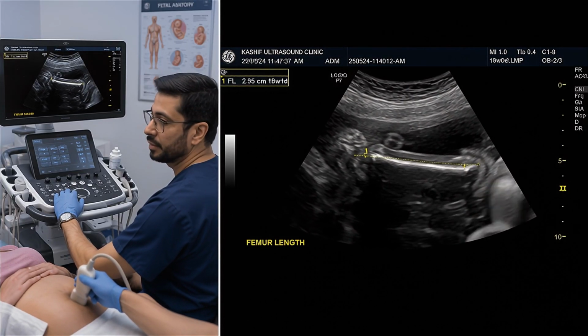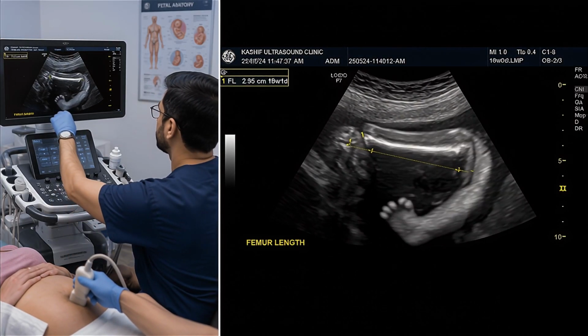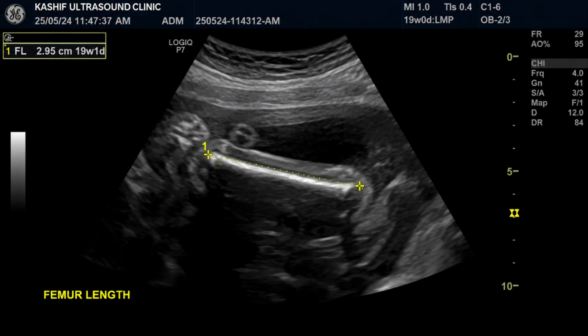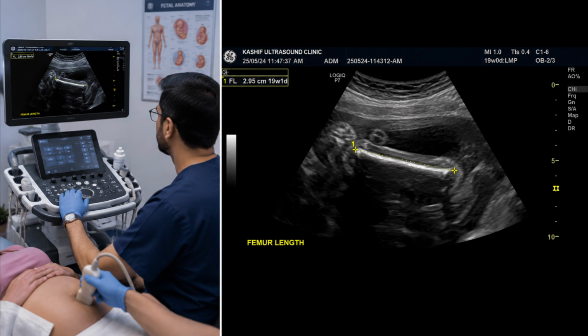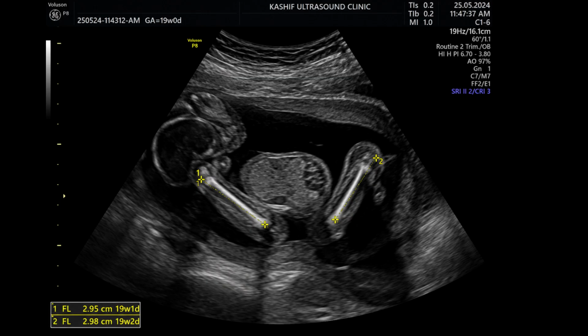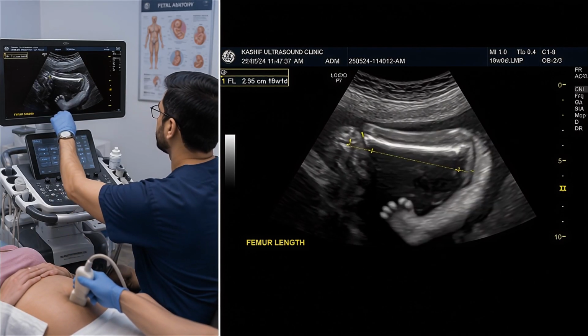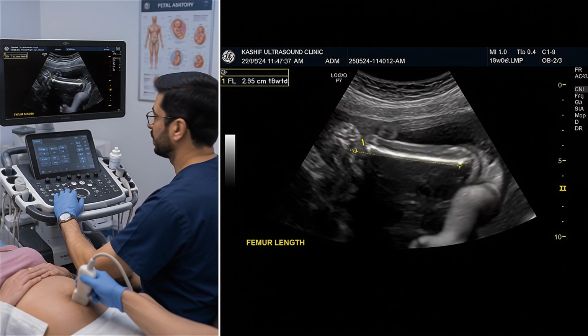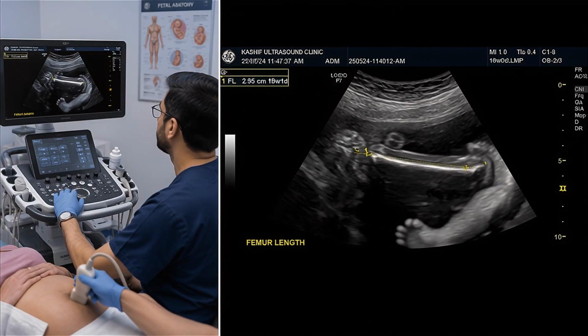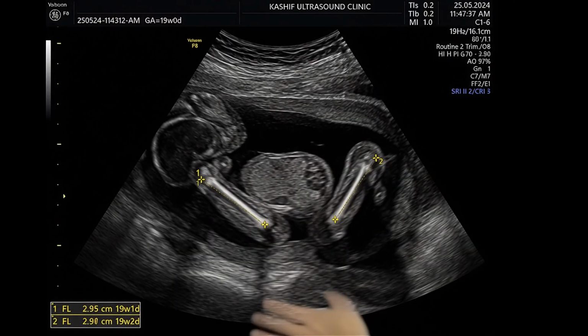Conclusion. Femur length is one of the most reliable fetal biometric measurements in obstetric ultrasound. When performed with proper technique, it provides valuable information about fetal growth, gestational age, estimated fetal weight, and the possibility of skeletal or chromosomal abnormalities. Accurate imaging, correct caliper placement, and interpretation within the overall clinical picture are essential for high-quality obstetric ultrasound practice.